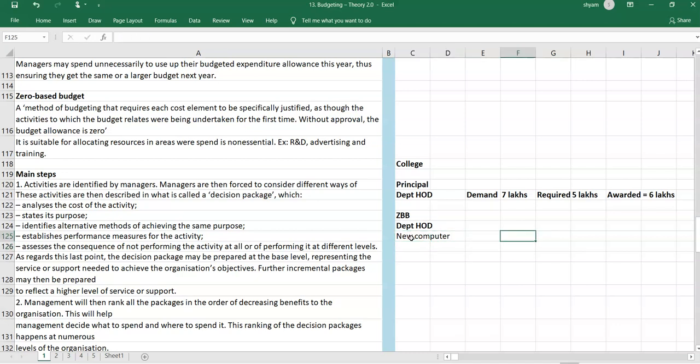Okay, for new computers, he requires, he demands, or we put this as demand. Okay, demand. He asks for around 2 lakhs. And for painting the department, he wants another 2 lakh. And for books, library books or something, for library books he wants another 1 lakh. Okay, he wants a 1 lakh.